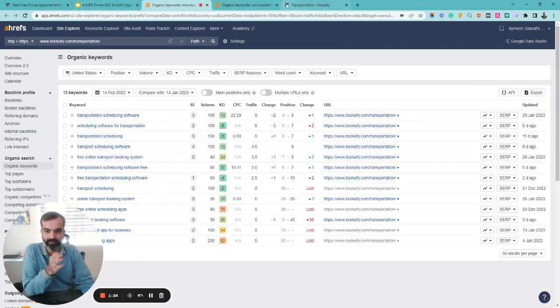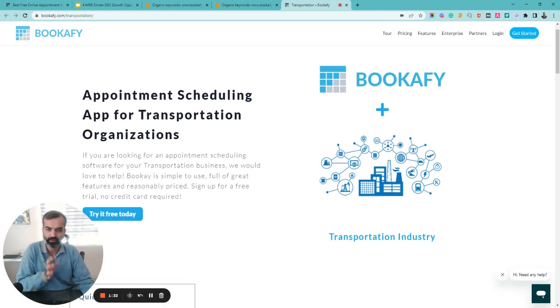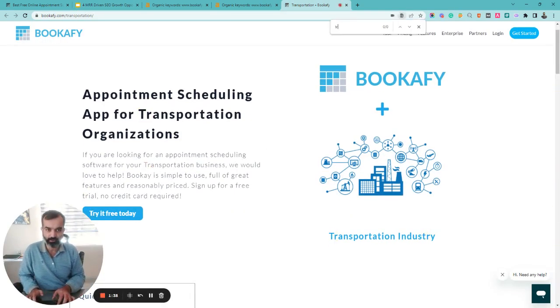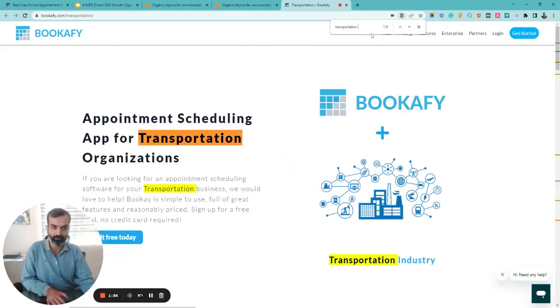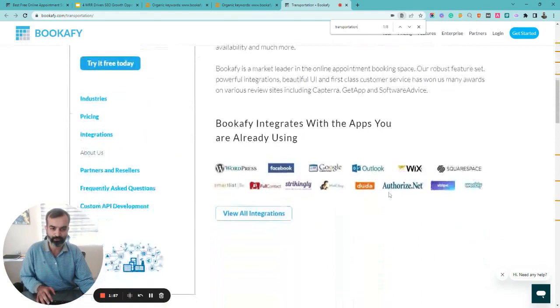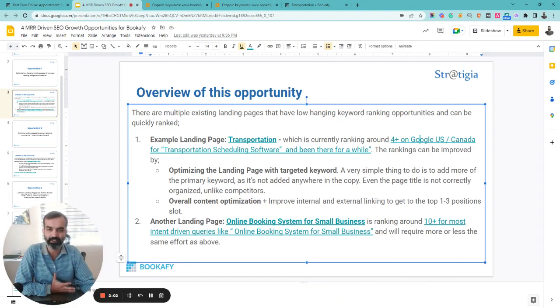But it's very easy to fix. A very simple thing to do is add more of the primary keyword within the page. If you look at this page, and if I search for transportation scheduling, it doesn't mention anything related to transport scheduling software or the primary keyword it is supposed to rank for. This goes across the page. It is lacking keyword relevancy. Even the word transportation is used very little, just within the first few parts. So this is an easy opportunity to work on.